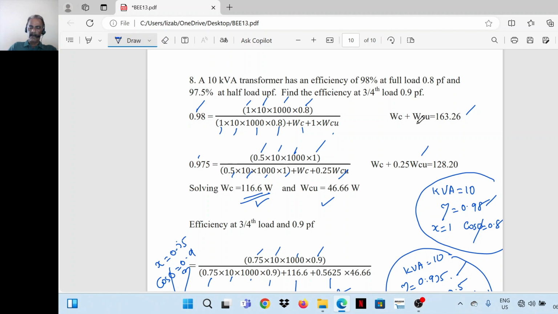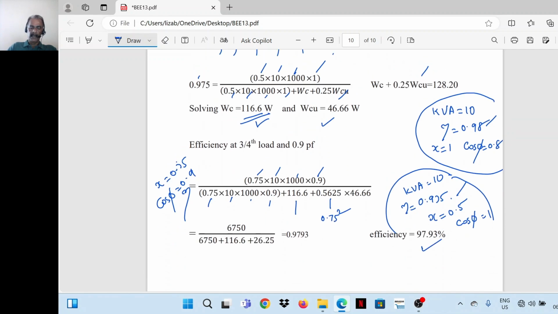So two sets of information were given. With that, we found out the core loss and full load copper loss. Once we obtained core loss and full load copper loss, we found out the efficiency at a given fraction of load and given power factor.